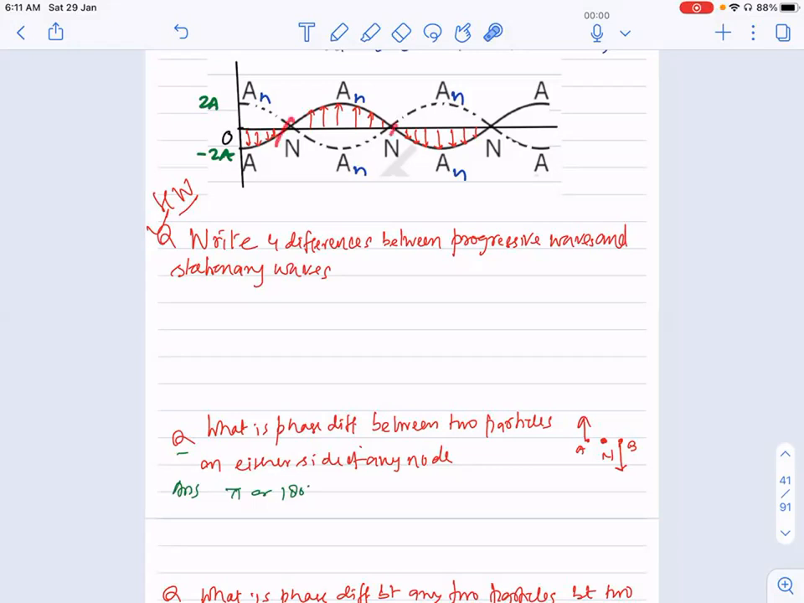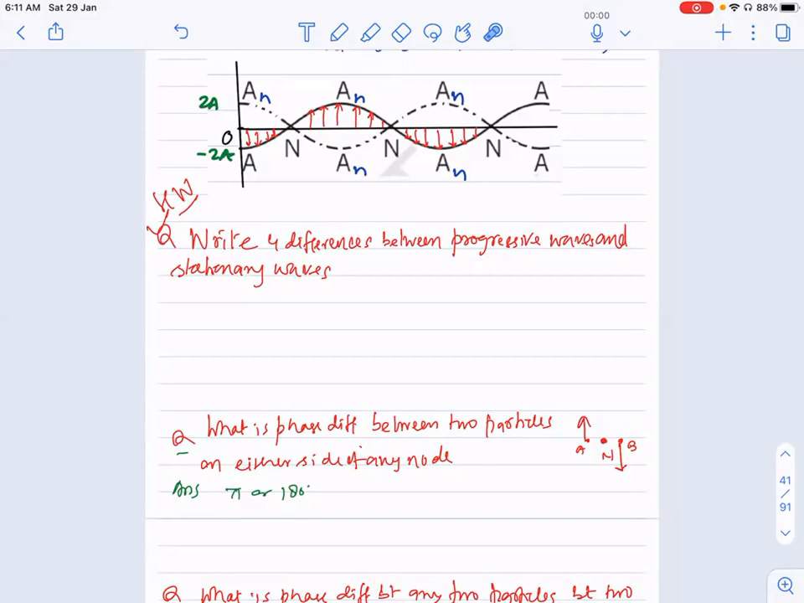Here the particles between nodes vibrate together, and energy is not transferred because these particles are not vibrating, so energy doesn't go this side or that side. In a progressive wave, energy is transferred. Amplitudes are the same in one, and different in the other. So you can include these points. You can just note them down from your textbook.